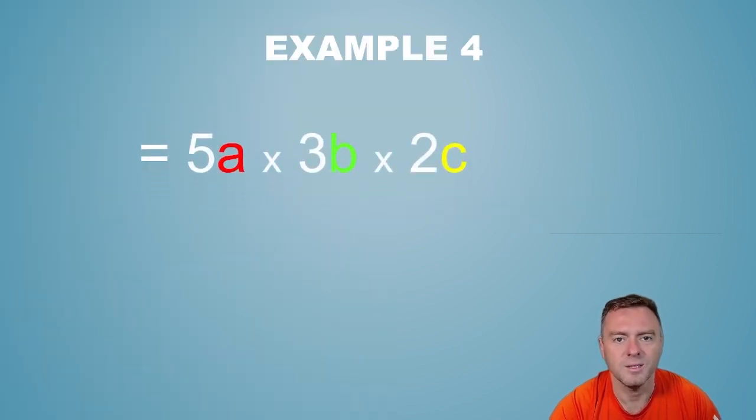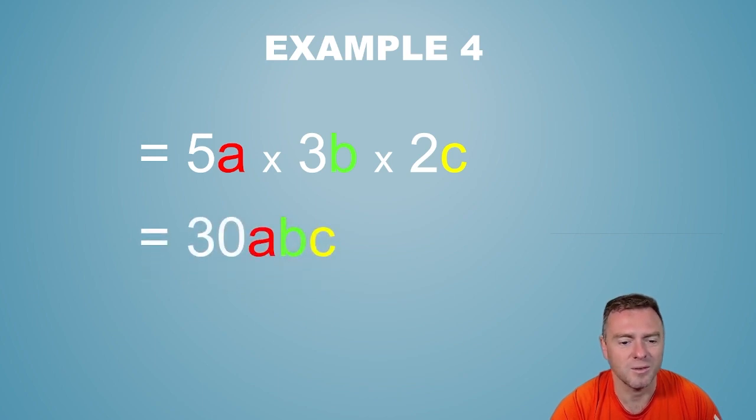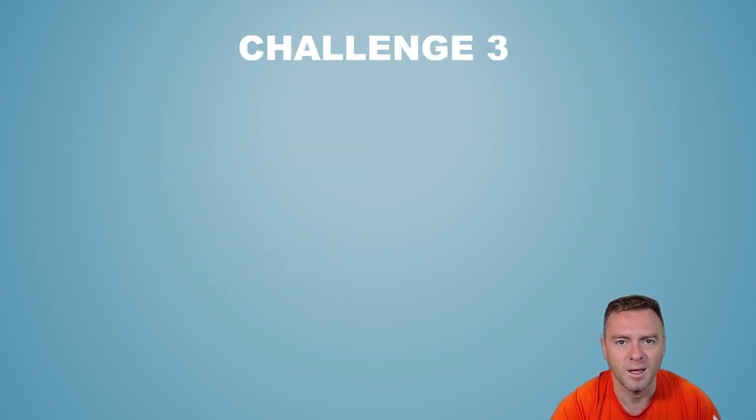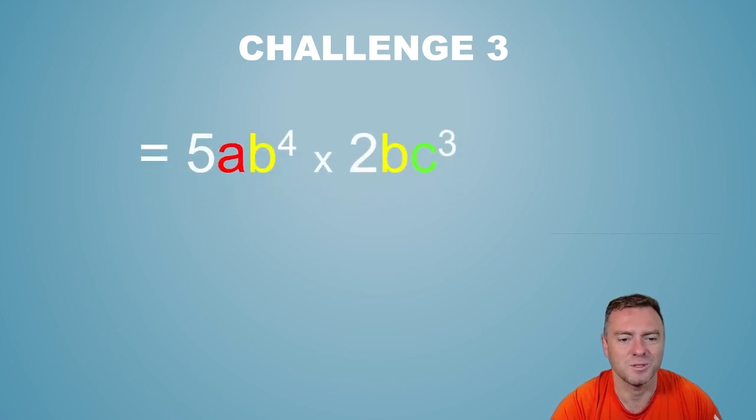Cool. So this one here, you've got 5 times 3 times 2. So we group the numbers first. We get 30ABC. Have a go at this one here. So just pause the video.